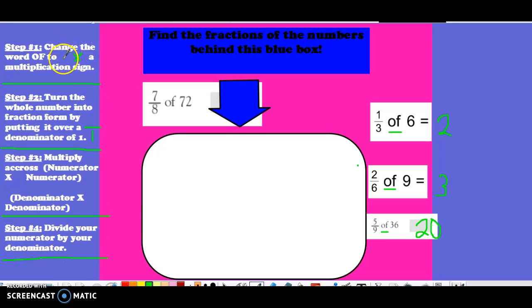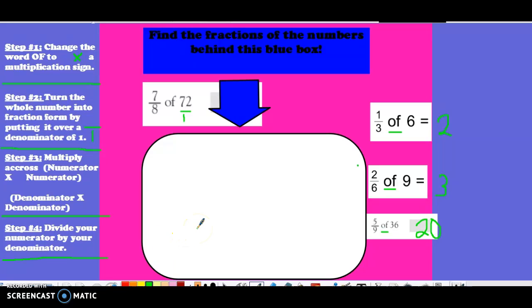Step 1, change the word of to a multiplication sign. Step 2, turn the whole number into a fraction, forming it by putting that whole number, which in the example I'm about to show you would be 72, over a denominator of 1, because any whole number over 1 is still that whole number. Step 3, multiply your numerators, multiply your denominators. And then step 4, divide your brand new numerator by your brand new denominator to find the fraction of that number.